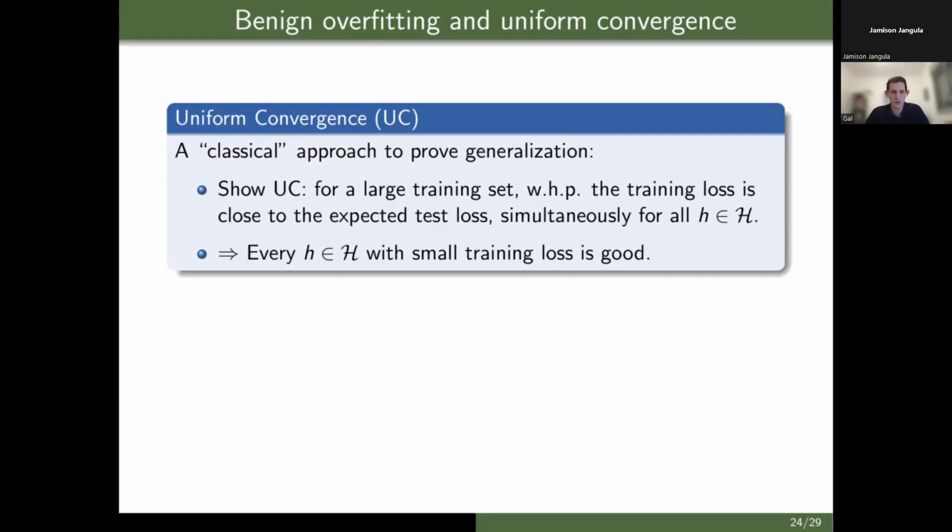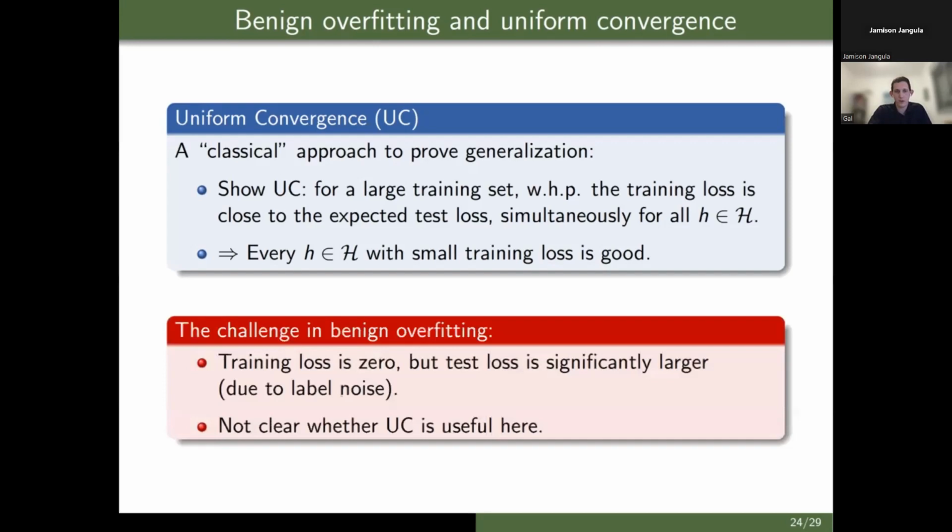proving generalization. Now, this is a very common tool that people often use, but when we consider interpolation of noisy training data, we cannot easily use it because of the following reason. Suppose that we consider classification, and we have some label flipping noise, which means that we flip each label with some probability p. In this case, the test error cannot be smaller than p, because we have this label flipping noise. However, if we interpolate the noisy training data, then the training error is 0.